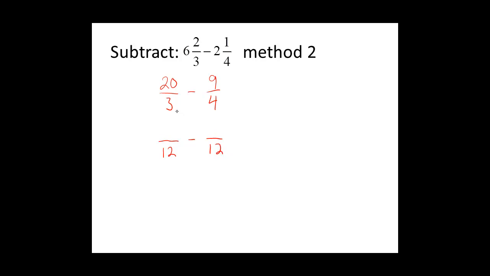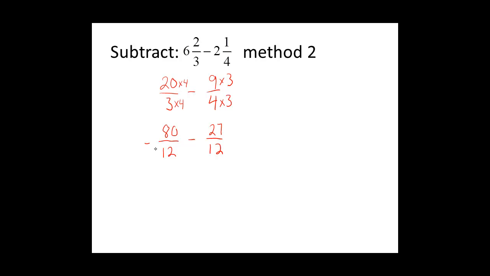We multiplied 3 times 4 to get 12, so we need to multiply the numerator as well times 4. So 20 times 4 is 80. We multiplied 4 times 3 to get 12, so we multiply the numerator by 3. 9 times 3 is 27.